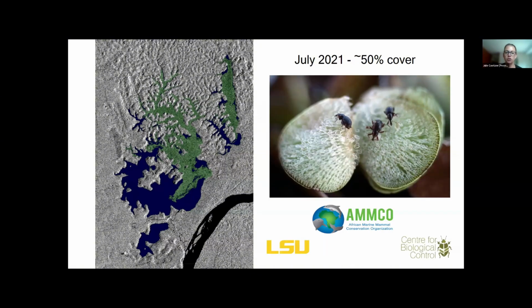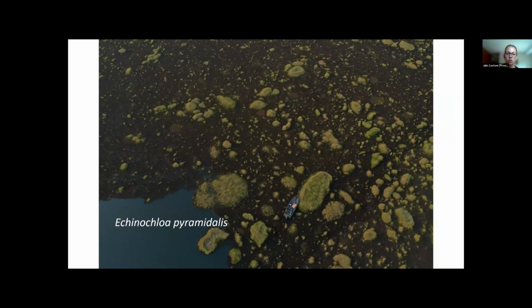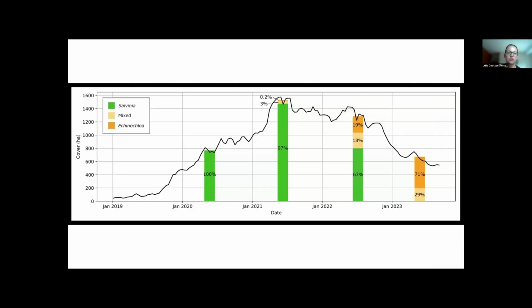The insects were released through a collaboration with us at the Center for Biological Control and Louisiana State University, as well as the African Marine Mammal Conservation Organization, which was based in Cameroon. And 2 years later, down to 17% cover. And most of that cover was a grass, an indigenous grass growing on top of the Salvinia. Don't worry about this, just to show that the green was Salvinia, which we could tell from satellite imagery. And by the middle of 2023, there was no Salvinia left.